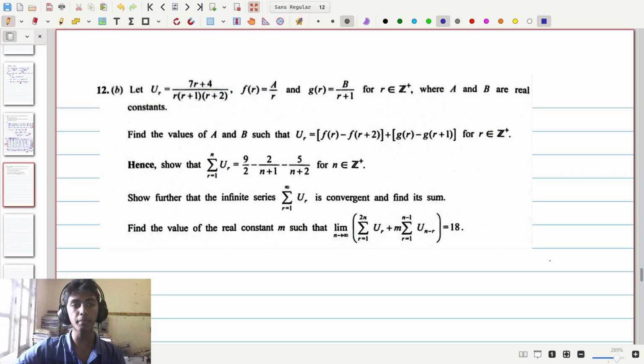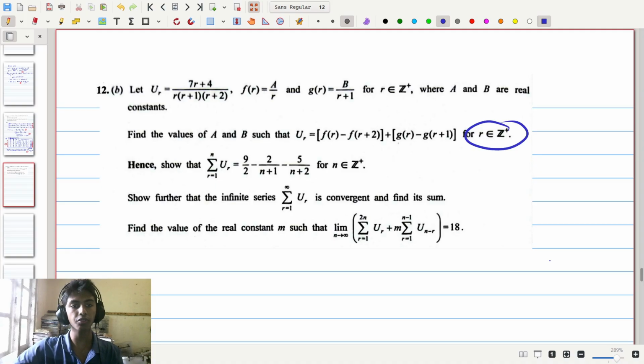The question of Part B says, let U of R be (7R plus 4) divided by R times (R plus 1) times (R plus 2), and F of R be equal to A divided by R, and G of R be equal to B divided by (R plus 1), for R an element of the positive integers, where A and B are real constants. Find the values of A and B such that U of R is equal to F of R minus F of R plus 2, plus G of R minus G of R plus 1, for R an element of the positive integers.